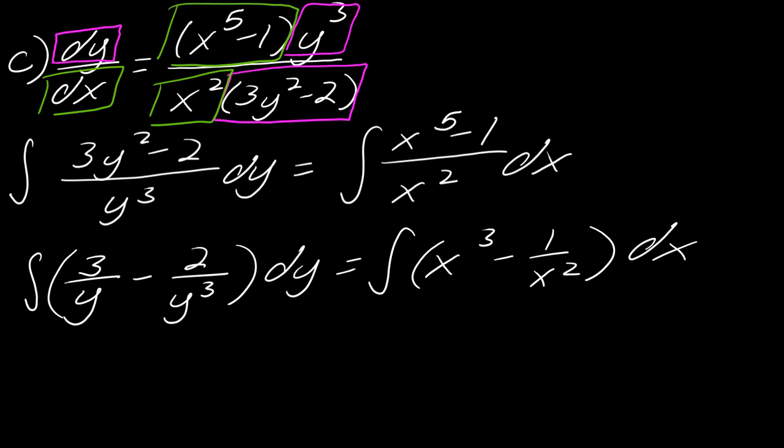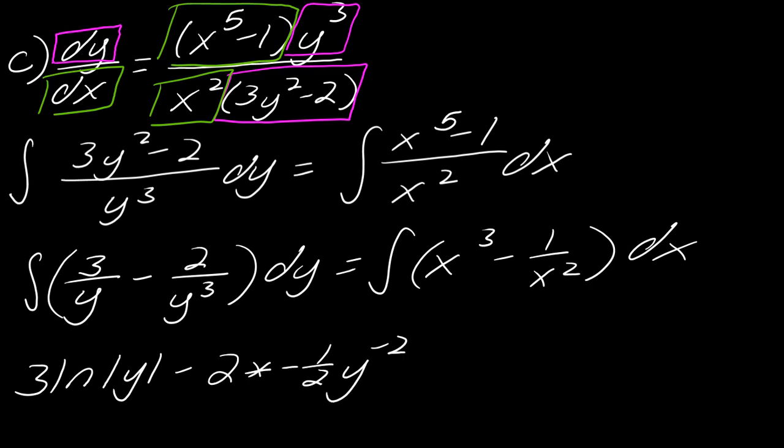So now when I integrate, be careful with this first one, right? When you just have anything over y, or just y to the -1, when you integrate this, this will be the natural log of the absolute value of y minus, well, this will come out to 2 times -1/2 y to the -2nd. And then this will be 1/4 x to the 4th. And then this will become minus negative x to the -1st plus c.